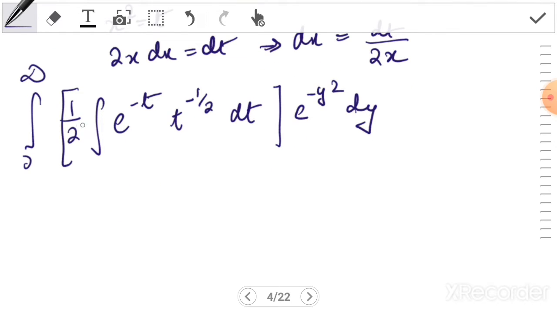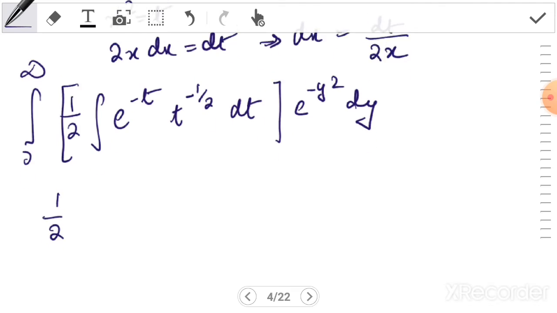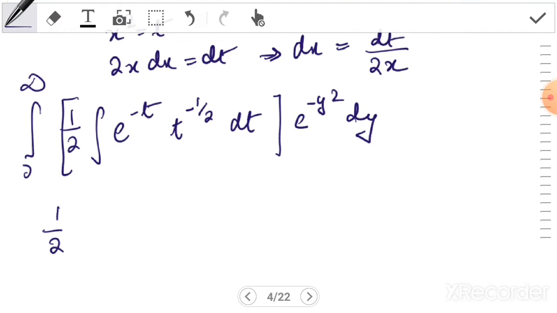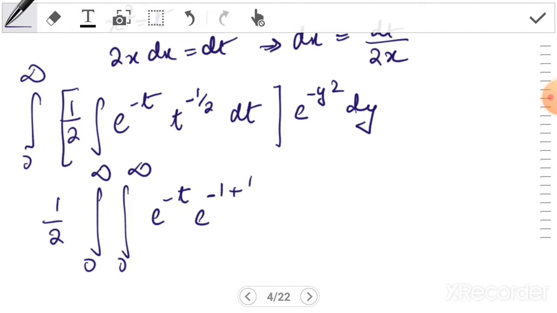So we can write this as 1 by 2. Yes, if x is varying from 0 to infinity, so t will also be varying from 0 to infinity. So 1 by 2, 0 to infinity, e power minus t, and minus 1 by 2 can be written as minus 1 plus 1 by 2, dt, and then e power minus y square dy.